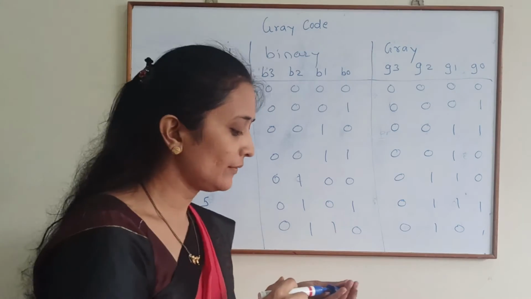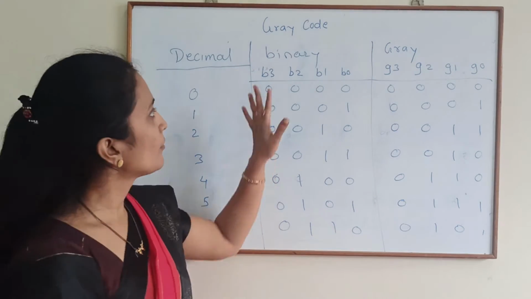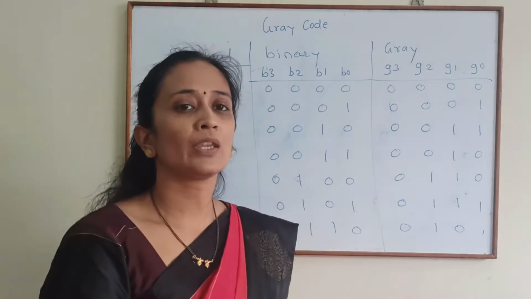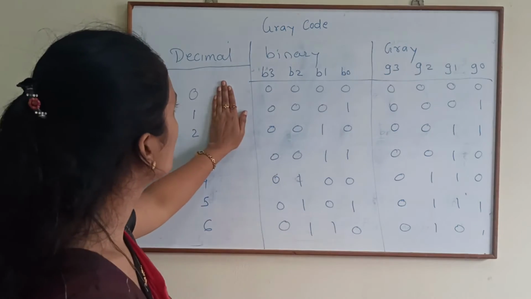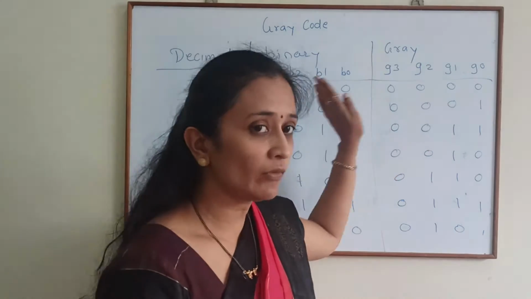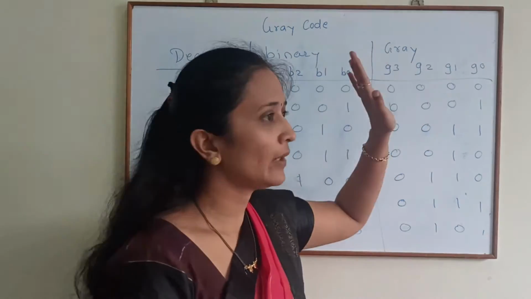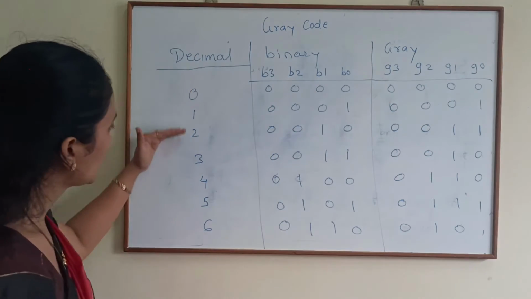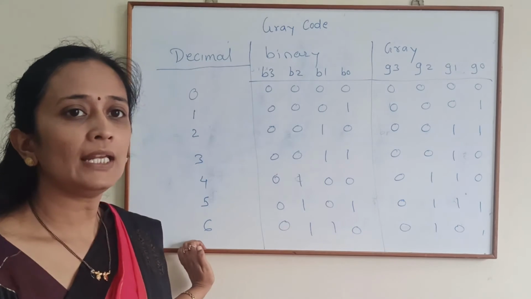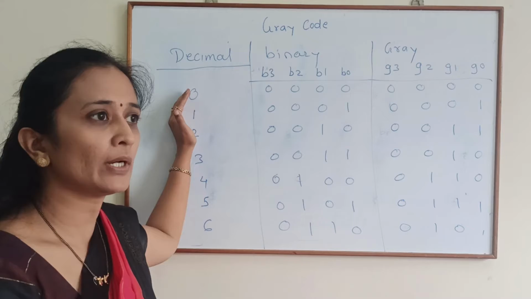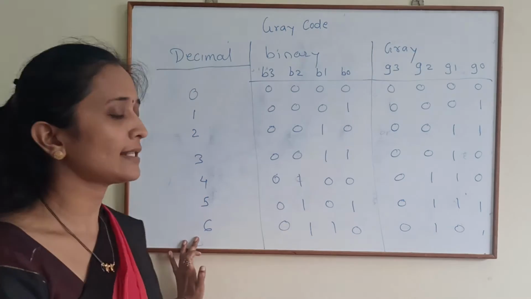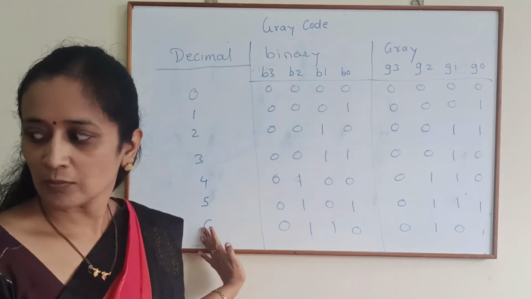Now, I have drawn a table for binary numbers and Gray numbers. There are 3 columns: decimal number, equivalent binary number, and equivalent Gray number. Decimal means you can take any number, but I have taken from 0 to 6. I will show you this table.